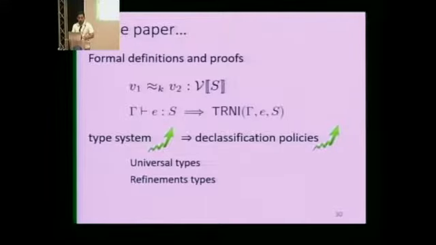Then, in the paper, you can find the formal definitions, in particular, the one for observational equivalence between objects that uses a step in the logical relation because of recursive types, but also you can find the proofs, especially the one for the soundness property. Also, we have a discussion about how the system power increases the declassification policy power. We talk about what we can get with universal types and refinement types.